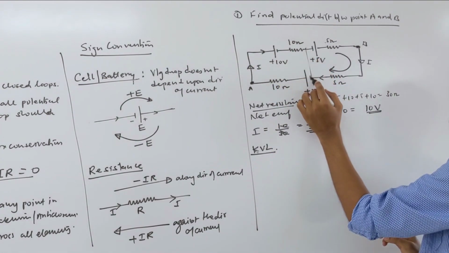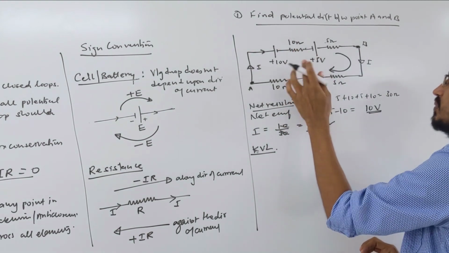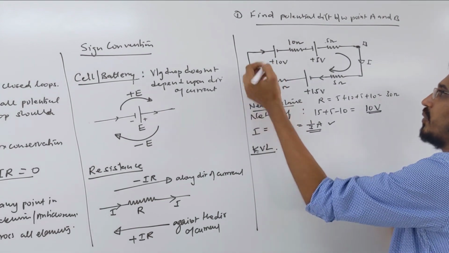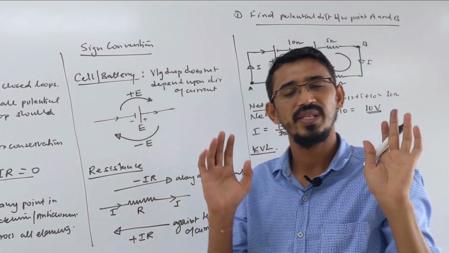Suppose there was another branch here, then you cannot do it like this. It will become complicated. For a simple loop you can do it like this. So now apply KVL. Suppose you start from any point in this loop. It doesn't matter how you start and how you go, clockwise or anti-clockwise, doesn't matter at all.